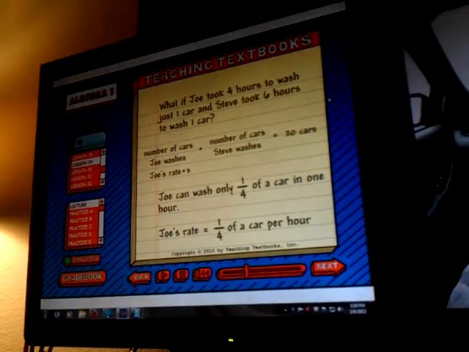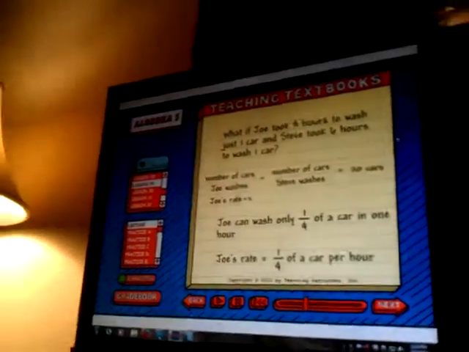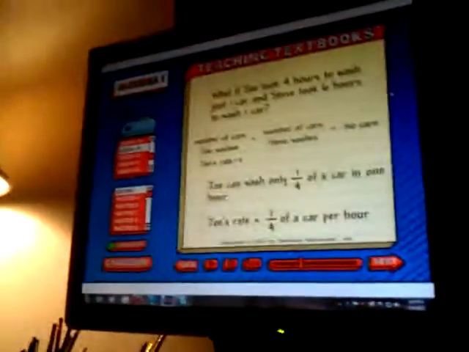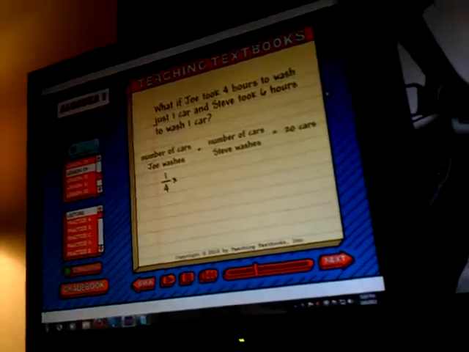1/4 of a car per hour. And we multiply 1/4 by X, the amount of time that he's going to work, to get the expression for the number of cars that Joe washes. So it's 1/4 X.